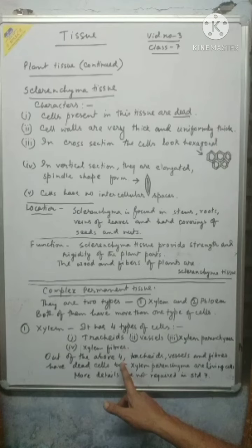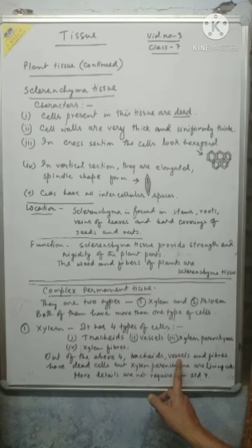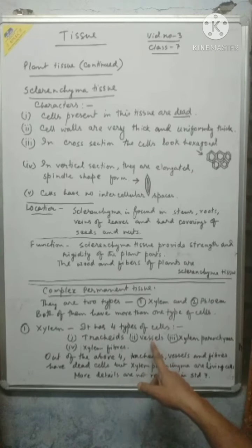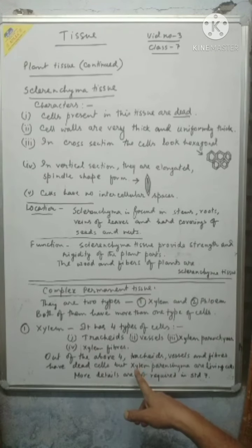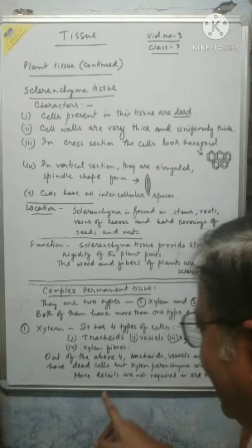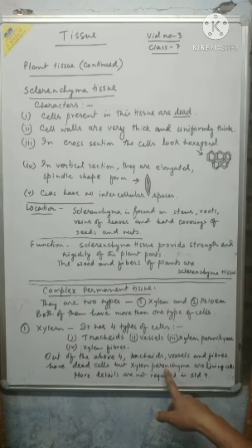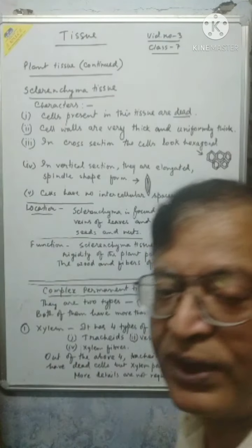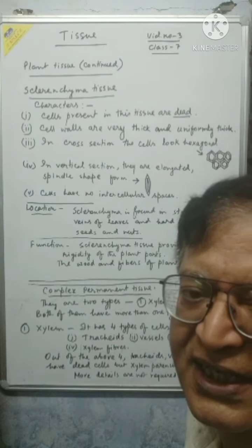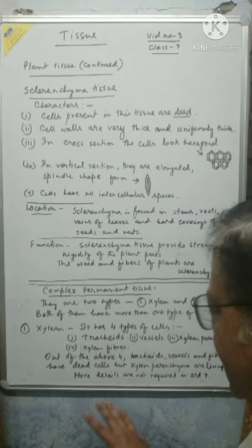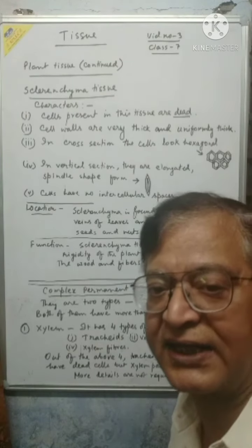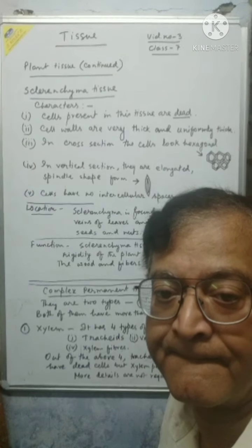Out of the above 4, tracheids, vessels and xylem fibers, that is number 1, number 2 and number 4, are all dead, whereas xylem parenchyma are living cells. Xylem parenchyma is the only type of cell which is living in this tissue. More details are not required in standard 7. We will study that in standard 9.